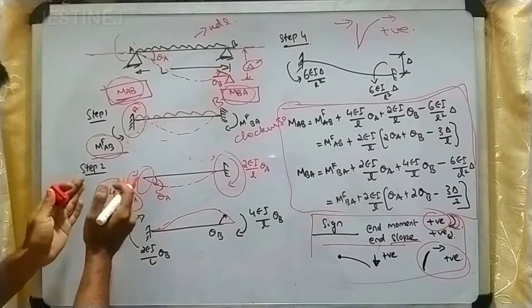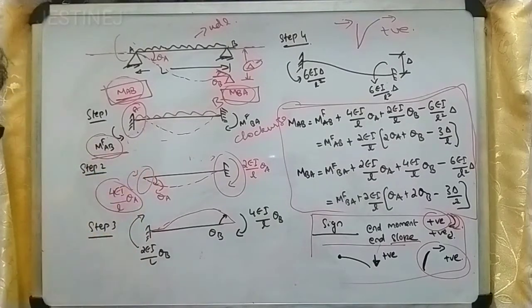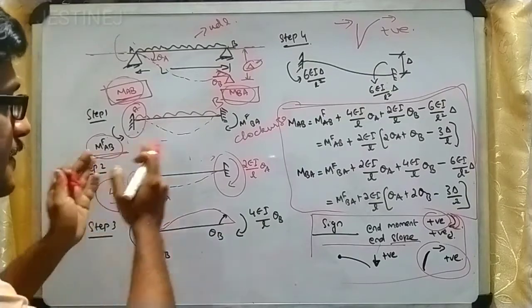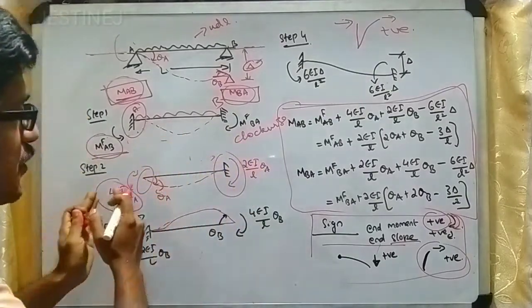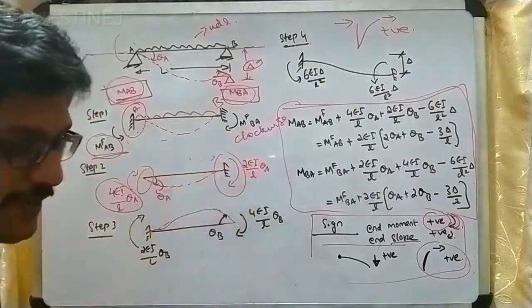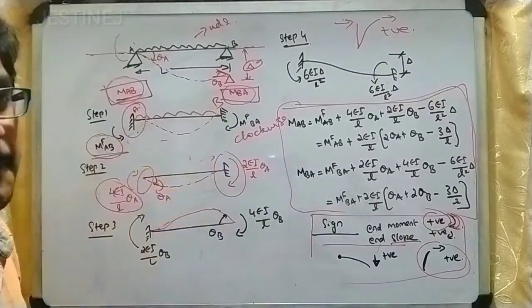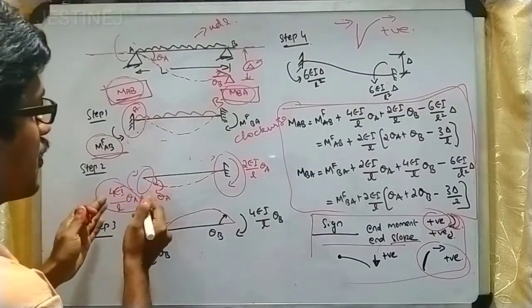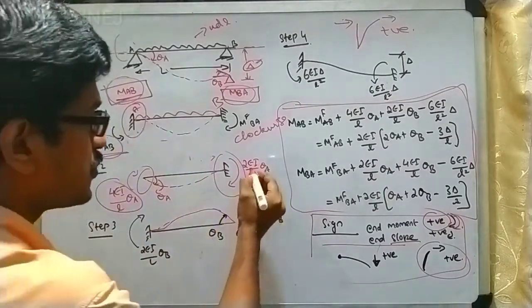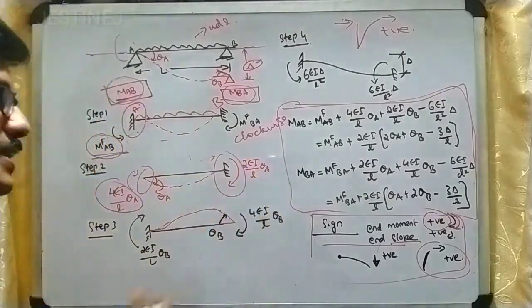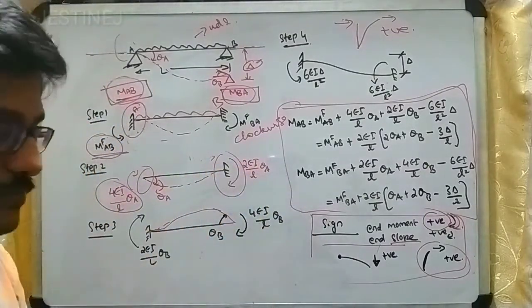This is applied to the free end, and this value is going to be transferred to the fixed end with 50%. That means it is going to be half, that is 2EI by L theta A, and the direction also will be clockwise.